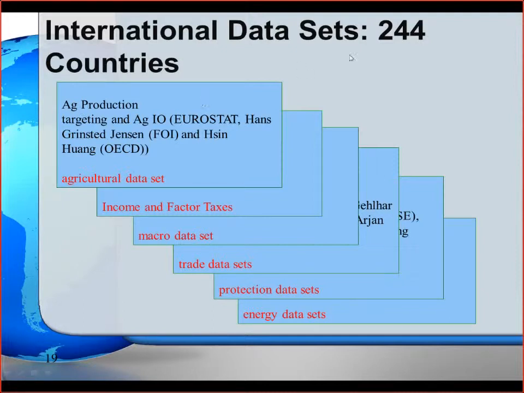I forgot to mention that we have 244 countries for which we have all this data. Most of this data, I should say, not this agricultural data, it's just for OECD countries, but all the other data sets we have for almost all 244 countries. For some we may have 200, for some we have 220, and so on. But we try our best to collect data on all the 244 countries. And then we aggregate all this information to the GTAP level of 129 countries.